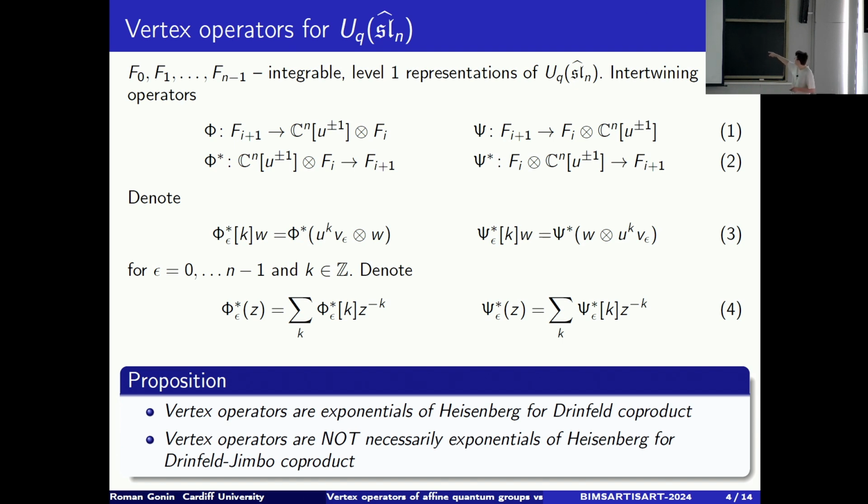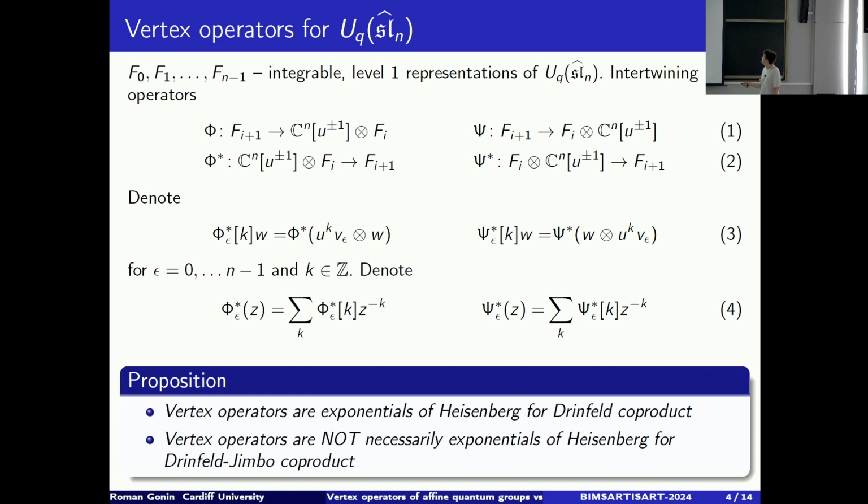I denote these intertwiners phi epsilon k and psi epsilon k, evaluated on a particular vector from the evaluation representation, and I organize these operators as operator-valued formal power series. The same can be done for phi and psi without stars. So these are remarkable operators.